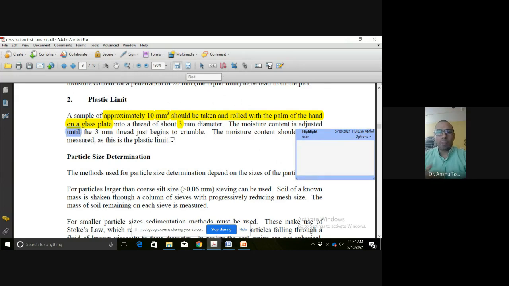पहले क्या होगा, वो क्रम्बल होगा, उसके बाद हो सकता है उस पर्टिकुलर मॉइस्चर कंटेंट में वो टू पीसेस में ब्रेक ना हो. So when you further reduce it or increase it, the moisture content should then be measured, and this is a plastic limit.